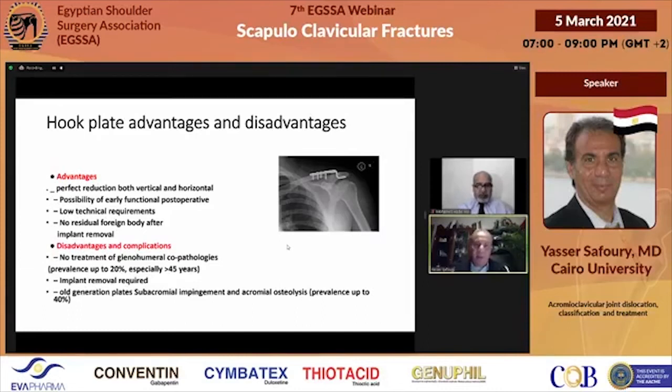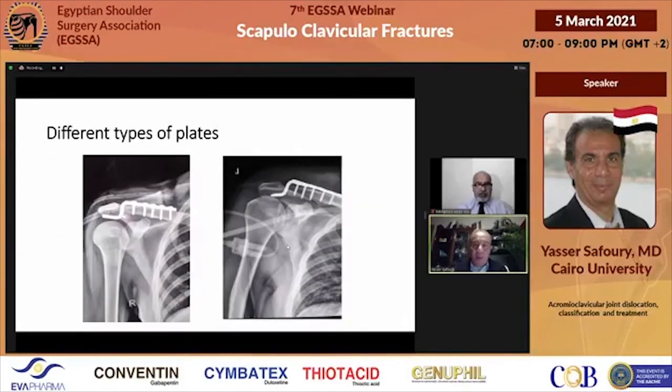The disadvantages that we do not treat glenohumeral co-pathologies, which are found in about 20% in patients above 45 degrees, and these are diagnosed only arthroscopically. Disadvantage that we should remove the implant in 4 months, and in some old generations of plates, there was a type of acromial osteolysis when they use the old type of plates inside the joint. So it's also important to know the type of plate you use. You should choose the plate which is outside the AC joint, and there are different heights so that you will not have over-reduction or under-reduction.